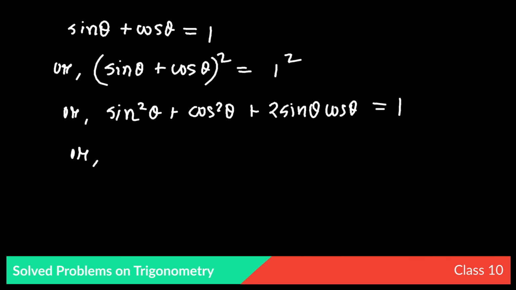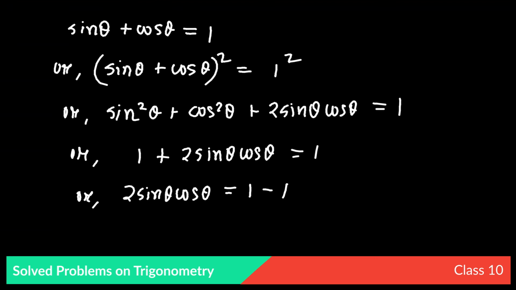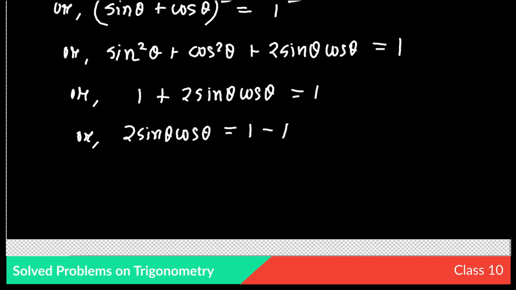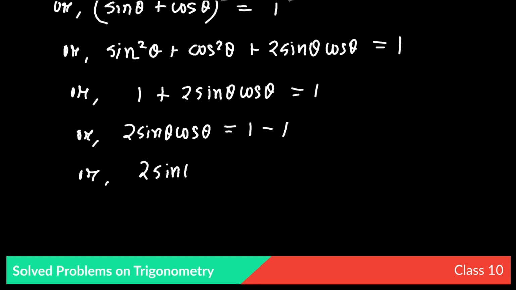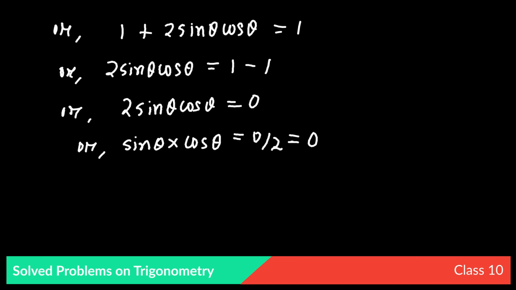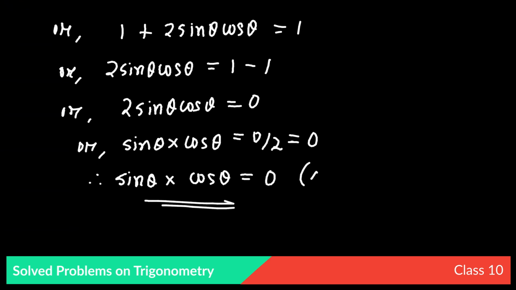Now, what is the value of sine square theta plus cos square theta? It is 1. From the identity we know. So 1 plus 2 sine theta cos theta equal to 1. So from this we can write 2 sine theta cos theta is equal to 1 minus 1. We have just shifted this 1 to the right hand side. So it is 1 minus 1, it is 0. So 2 sine theta cos theta equal to 0. So from this we can write sine theta into cos theta is 0 by 2, that means 0. So therefore the required value of sine theta into cos theta is 0. This is the answer.